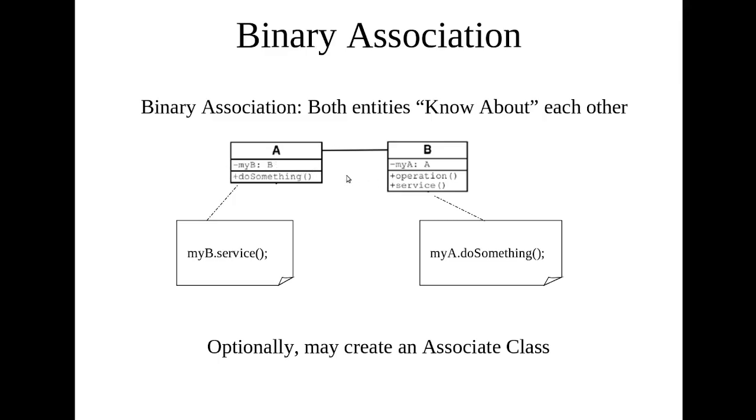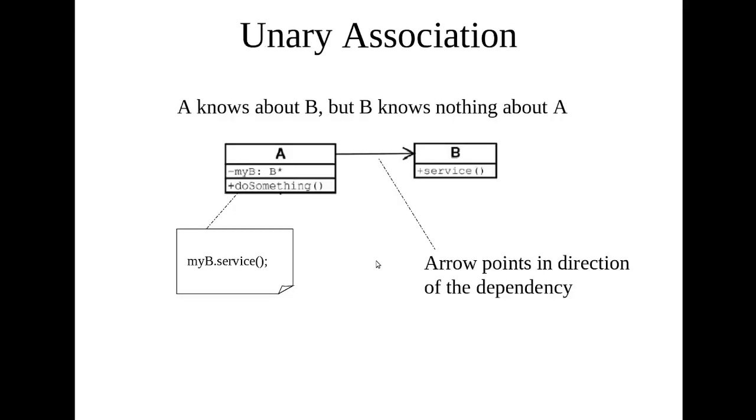This is a simple binary association, where A and B both know each other and are using each other's services. Like here, you have created an object of type B and you are using the methods of B, and it is using the methods of A. Such an association can be represented by a single line between the classes. Unary association says that A is using B, however B is not using A. In that case, an arrow towards B can be shown.